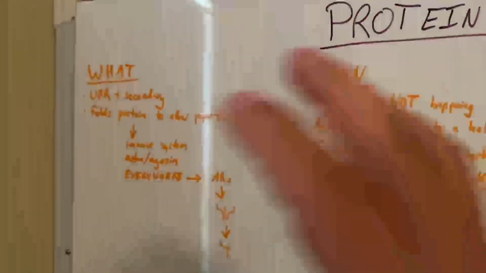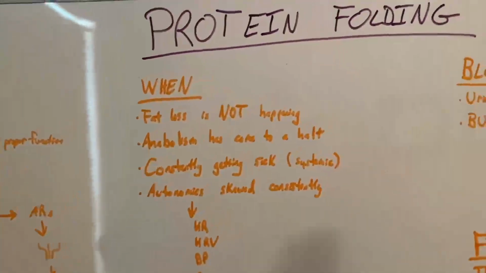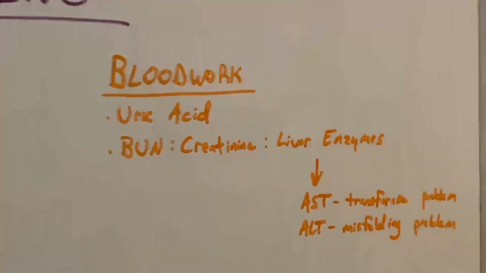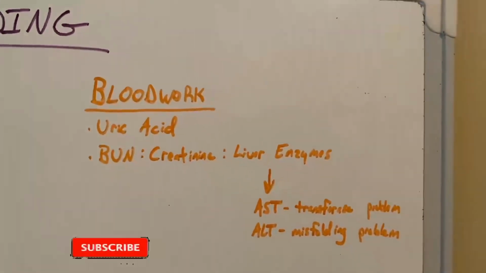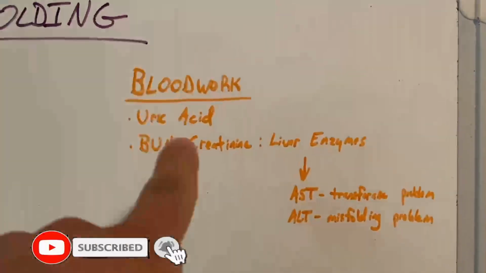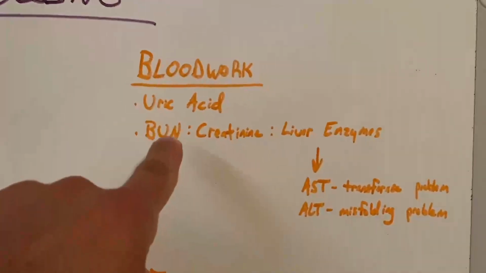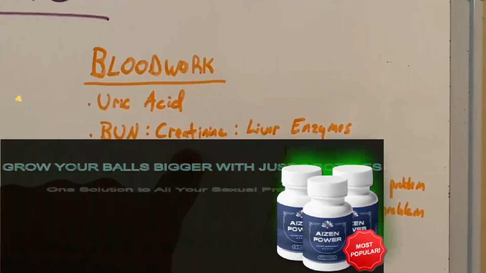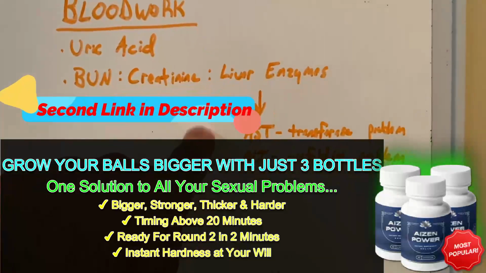So if we understand what it is, when it happens, and how to diagnose it, let's look at some other ways to diagnose this. We'll look at actual blood work. The easiest ways I've found over the years, and keep in mind this is purely anecdotal, but this holds up 1,000% of the time: we will look at uric acid, and then the ratios between BUN to creatinine to liver enzymes. Specifically on the liver enzymes, look at AST and ALT.